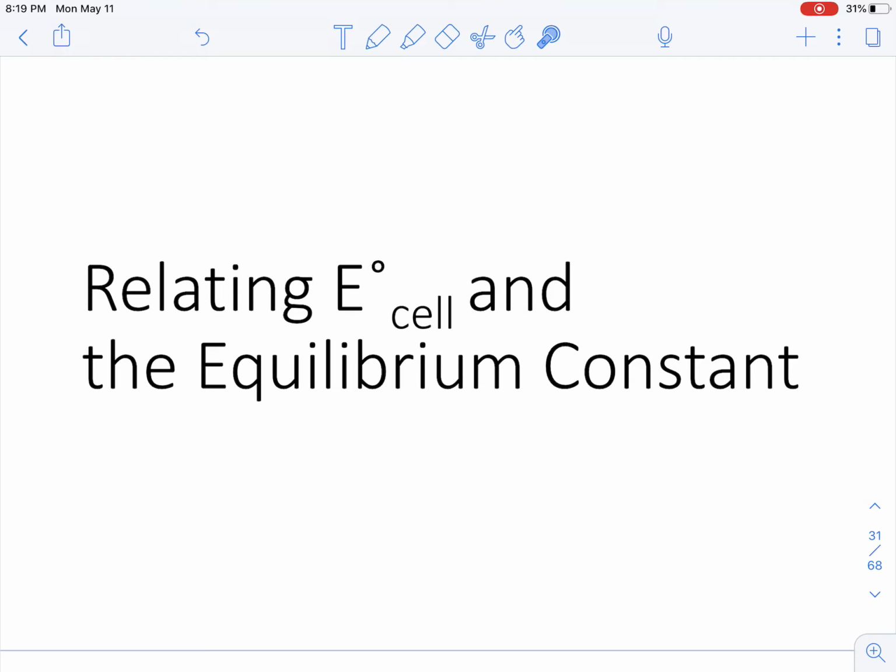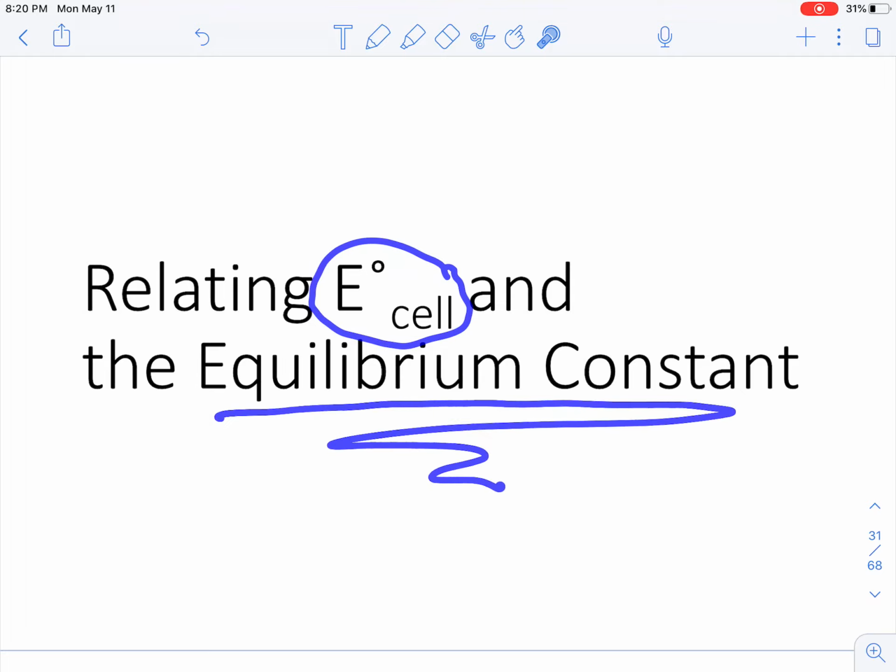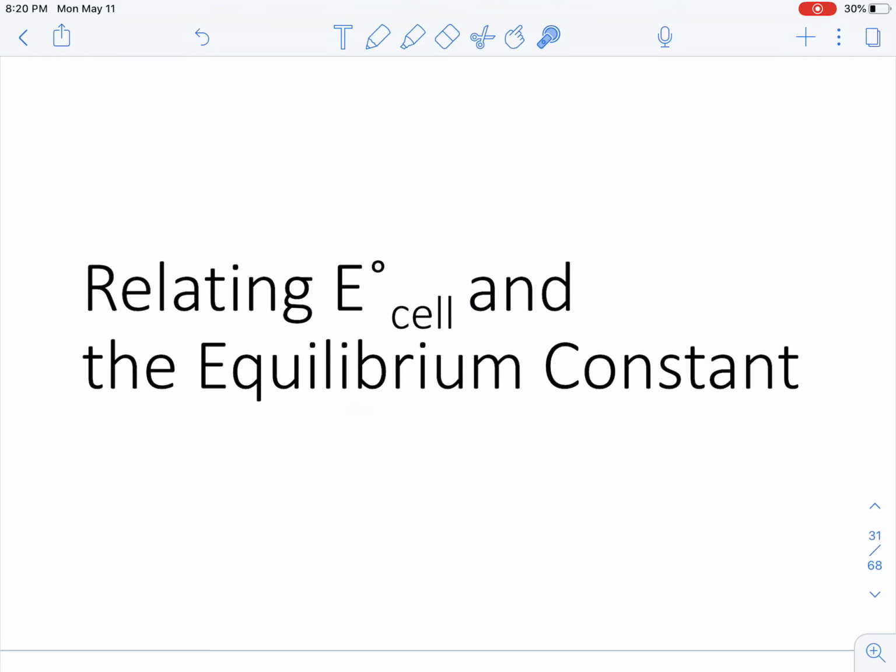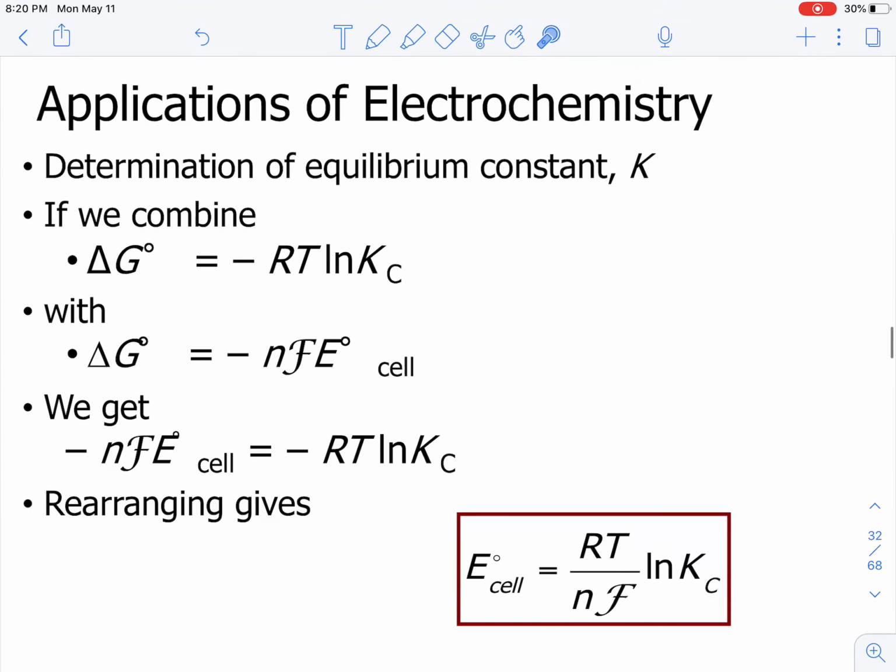In this lecture video, we are going to learn how to relate the standard cell potential to that of an equilibrium constant. And so this relationship is made possible through our thermodynamic parameter, delta G, or the change in Gibbs free energy. If you guys recall in the thermodynamic chapter, there was an equation such that the change in Gibbs free energy is equal to negative RT natural log of K. And this K can represent any equilibrium constant that we've discussed in this entire semester.